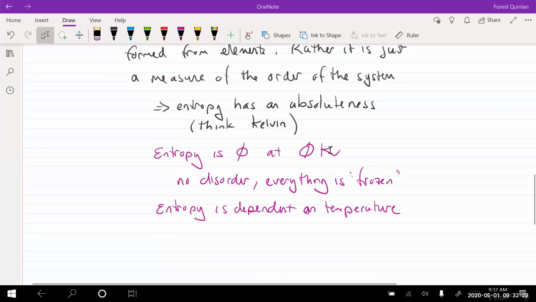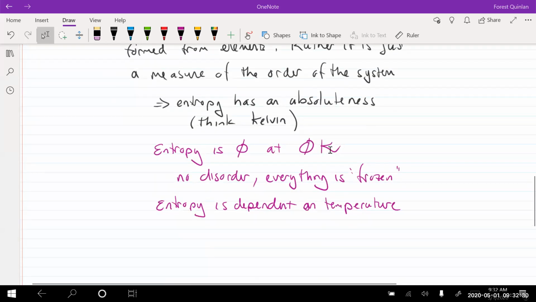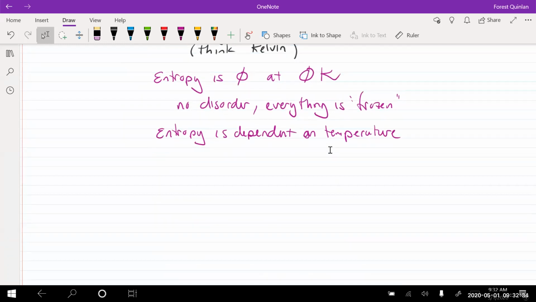Okay, so when we look at entropy, the higher the temp, the higher the disorder. The higher the temperature, the more disorder. You can think about this even insofar as just what's happening here in spring.